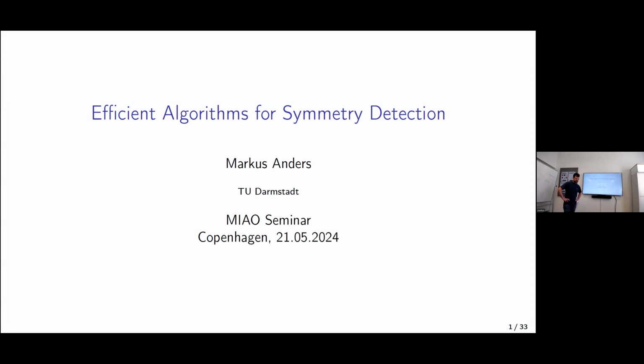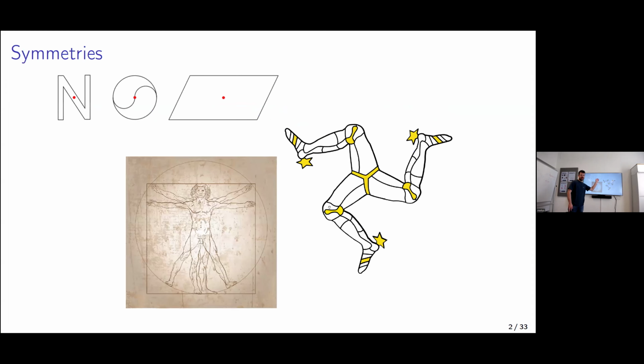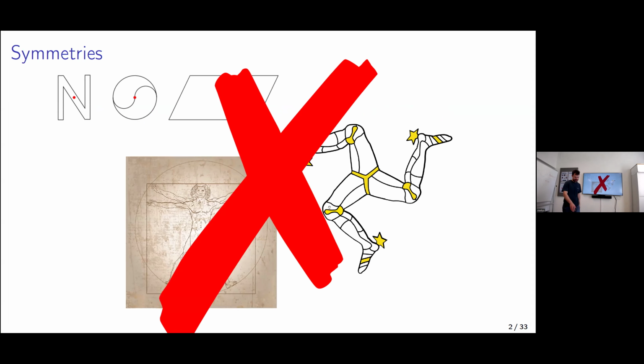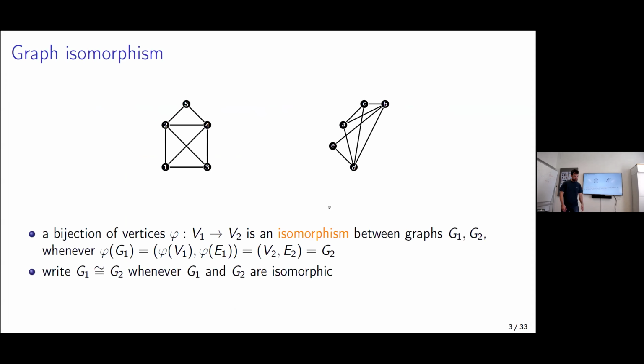Yeah, so I'm going to be talking about symmetry today, and we all have this intuitive understanding of symmetry. Of course, you've not seen this joke before. This is what we're not talking about. So we're talking about the graph isomorphism problem.